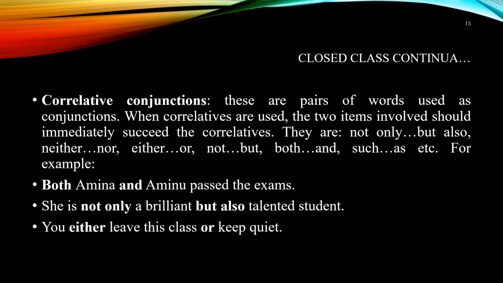For example, both Amina and Aminu passed the exams. That is the first example. The second one is, she's not only a brilliant student but also talented. She's not only brilliant but also what? Talented. You either leave this class or keep quiet. So you can see how they appear in sentences. This is how they appear, and this is how they serve this kind of purpose in discussions.